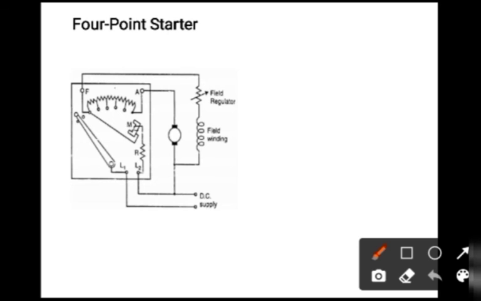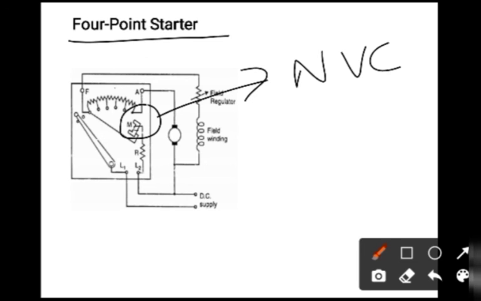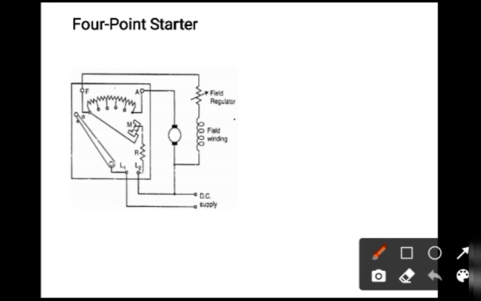Now we are going to see the 4-point starter. The 4-point starter is used for the compound motor. A compound motor has 4 terminals: line terminal, armature terminal, series field terminal and shunt field terminal. Here this is the NVC coil. The NVC coil is directly connected to the DC supply through a resistance and it is independent of the field winding. If you look here, the field winding connection is independent of the NVC coil.